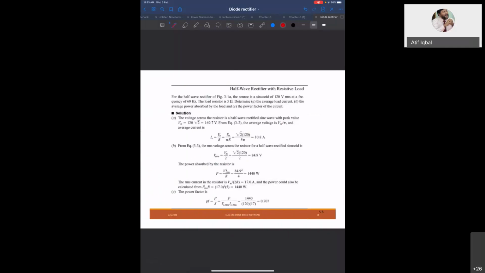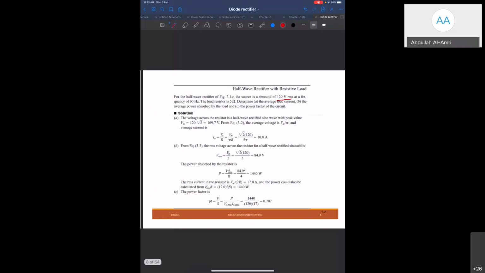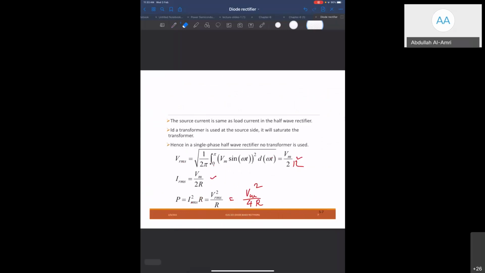So now, based on this, here is an example. It says that for a half wave rectifier, this is from your book, the source is sinusoidal. Professor, in order to find the VRMS, I remember in Circuits 2 we learned that we need to divide by root 2. Why is it different here? Well, because what you read is for a sine wave. When you have a complete sine wave, then your RMS is equal to V max by root 2.